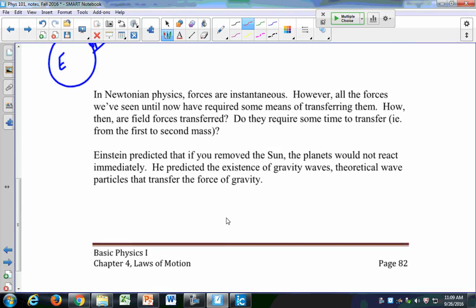So in Newtonian physics, forces are instantaneous. Our contact forces are always instantaneous: whenever you make contact, those forces occur. However, the gravitational force is a field force, so it's not necessarily instantaneous. Einstein theorized that if you took away the sun, the Earth would continue to orbit the sun for about 8 minutes, which is the amount of time that light takes to travel from the sun to the Earth.